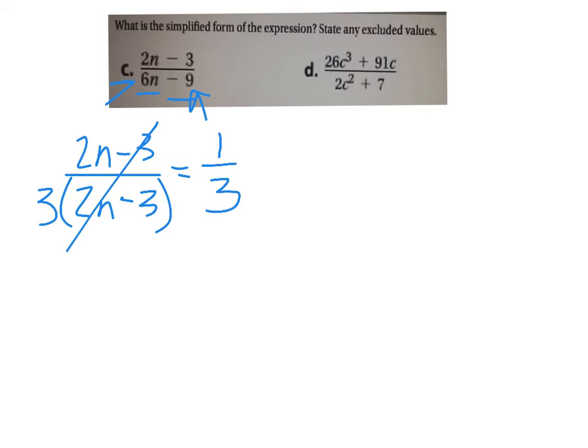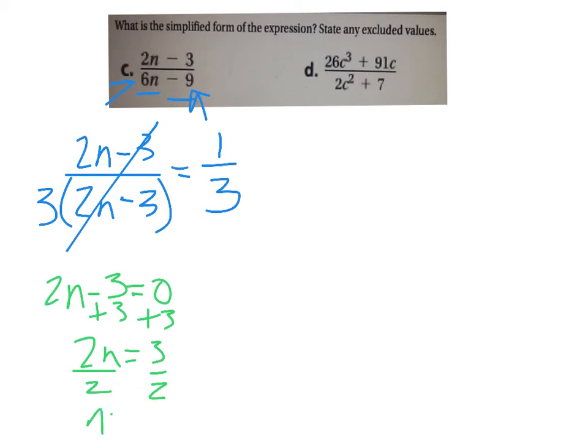I need to include my excluded values. I'm going to set up 2n minus 3 equal to 0 so that I can figure out that value. I'm going to add 3 on both sides. 2n equals 3. Divide by 2. Fractions are perfectly fine. So I get that n equals 3 halves. Remember, that's what it can't actually equal. So part of our answer is that n cannot equal 3 halves.